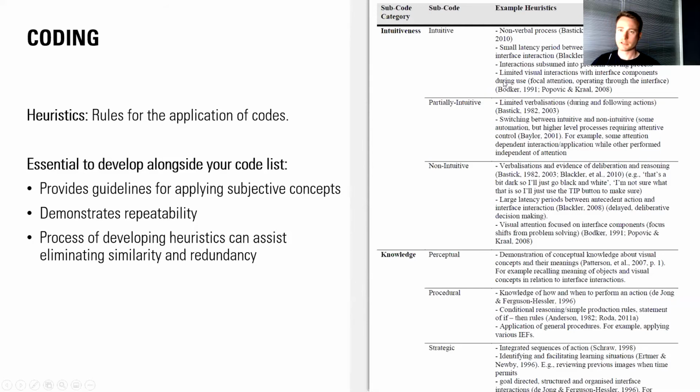Having heuristics is also really important for demonstrating repeatability. If someone else were to take your coding scheme and apply it, they could refer to your heuristics. They have your rule set for how you applied your coding scheme so that they can apply it in the same way. Going through this process of developing heuristics is also really important for eliminating similarity and redundancy. When you're evaluating your codes and putting together these heuristics, it becomes clear when two concepts are too similar, so you can merge those or discard one if necessary.